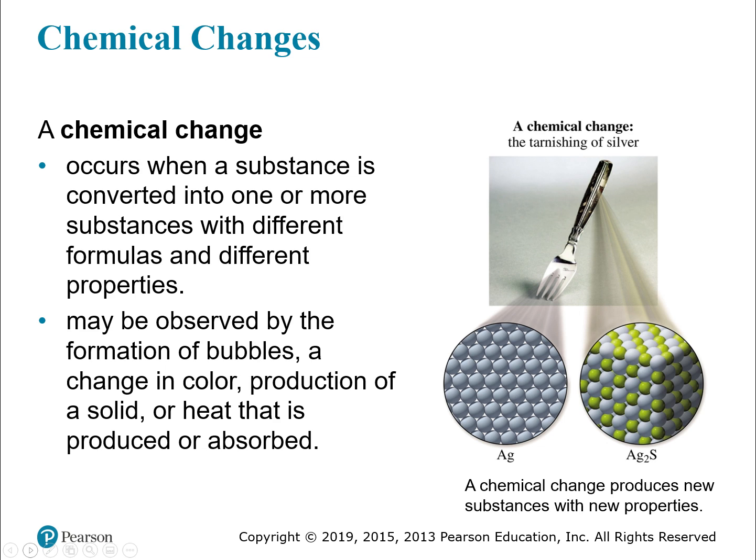If you'll remember from chapter 3 when we talked about physical changes and chemical changes and all that good stuff, a chemical change occurs when you have a substance that's converted into one or more other substances that are different. They have different properties, different formulas. And there's different things that you can observe, like formation of bubbles or changing color, that show you that a chemical change is happening. A chemical change, remember, is really just saying a reaction.